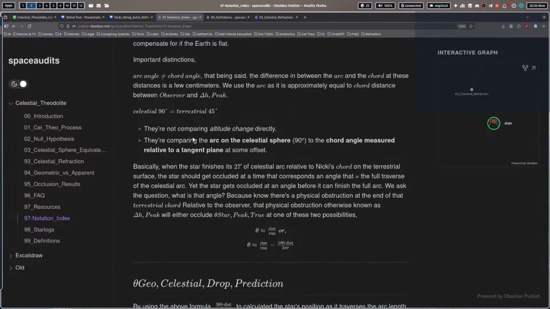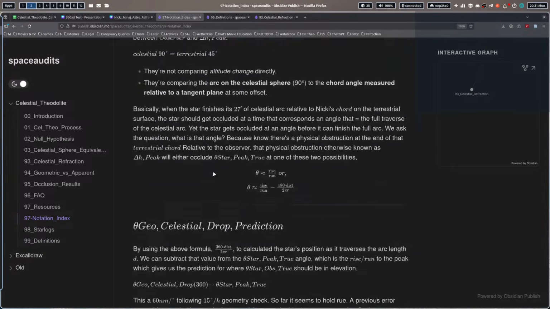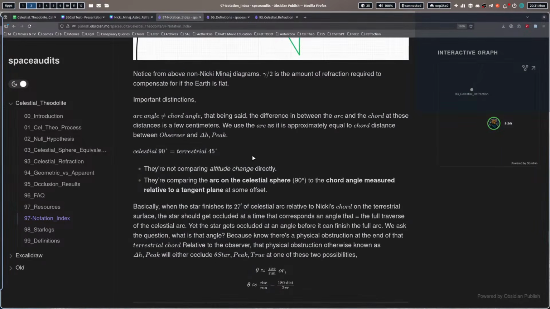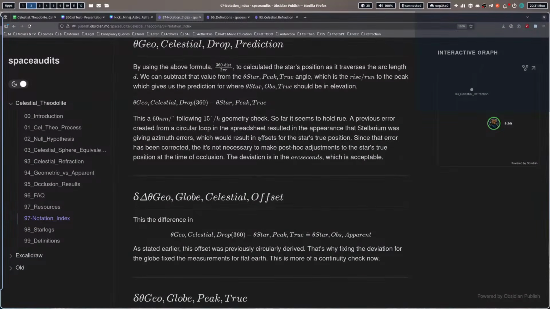Let's see here. So I think I covered that pretty well. There's some additional text here that gives clarification, but I think I covered that well, so I'm not going to add more to it and overdo it.